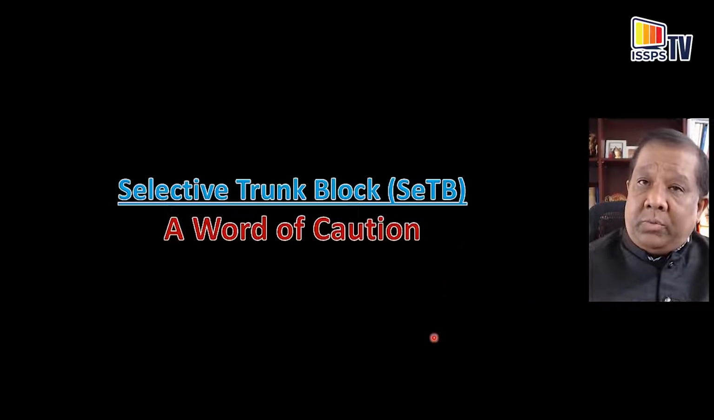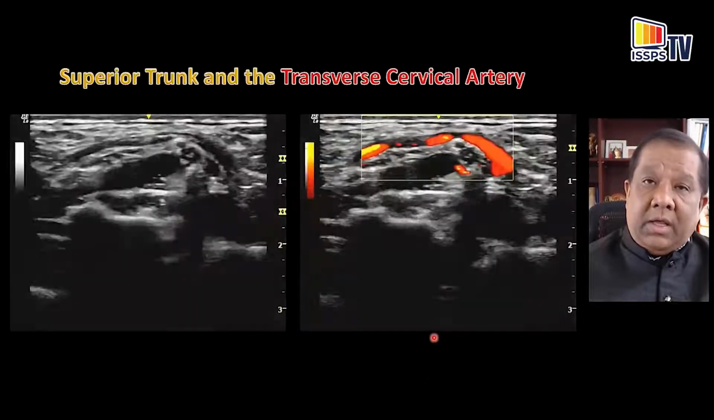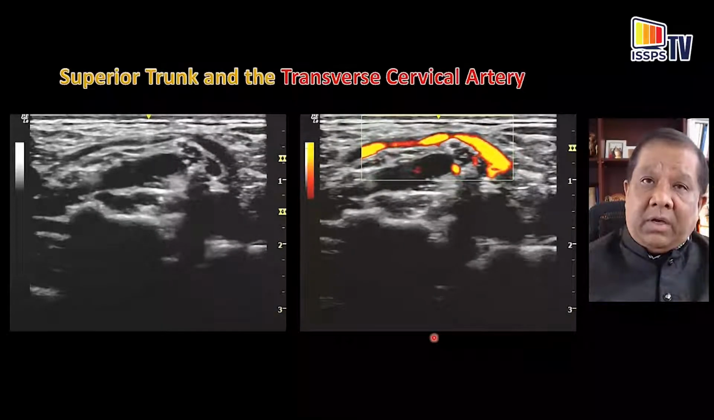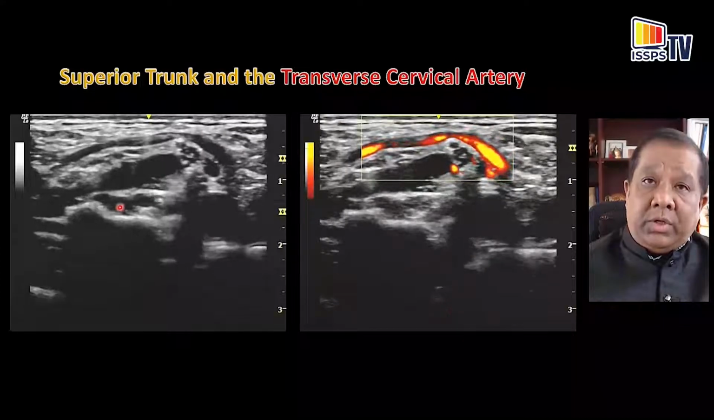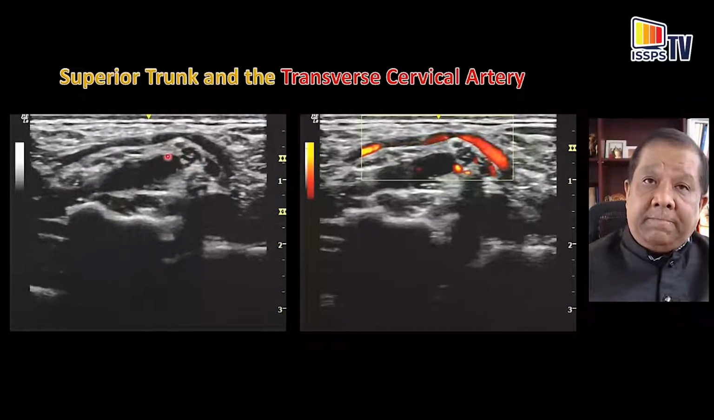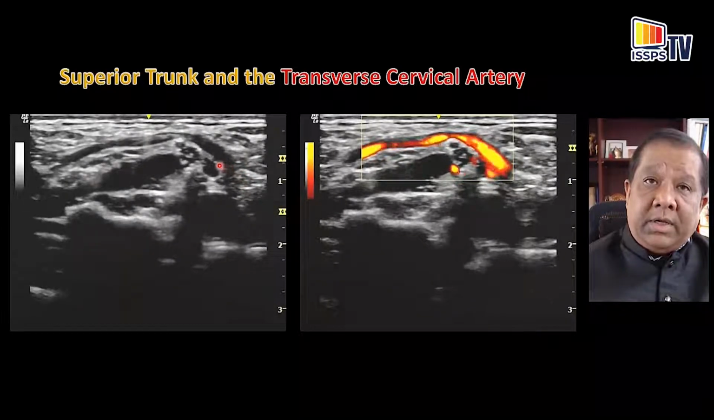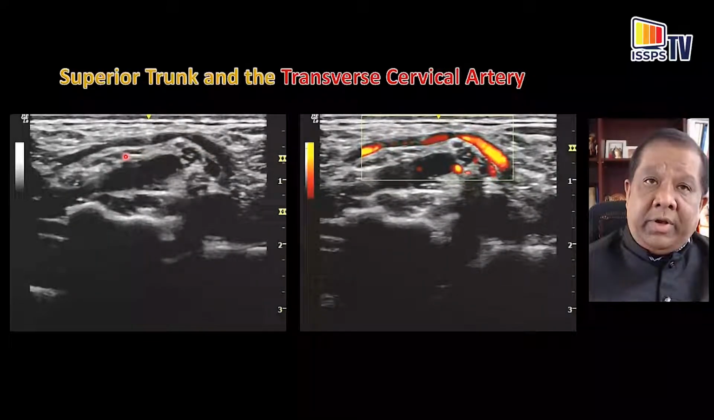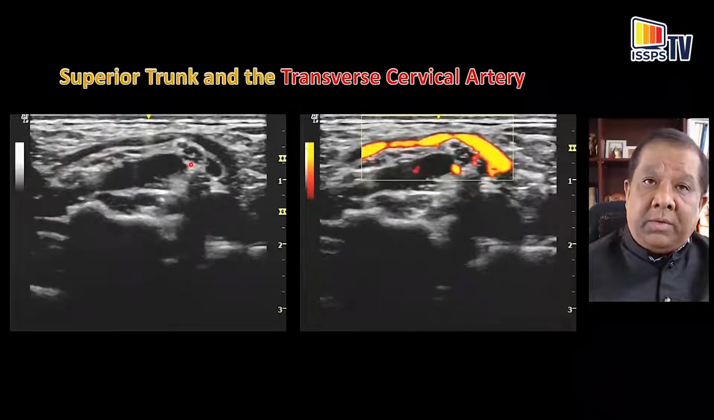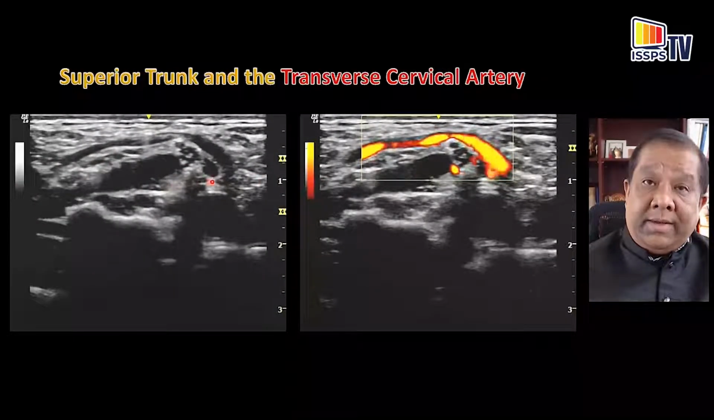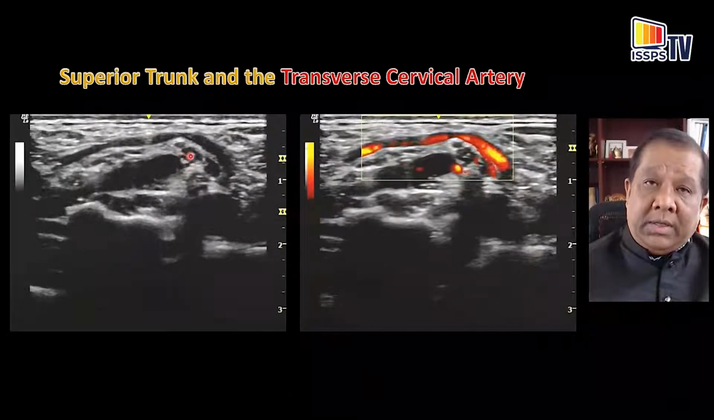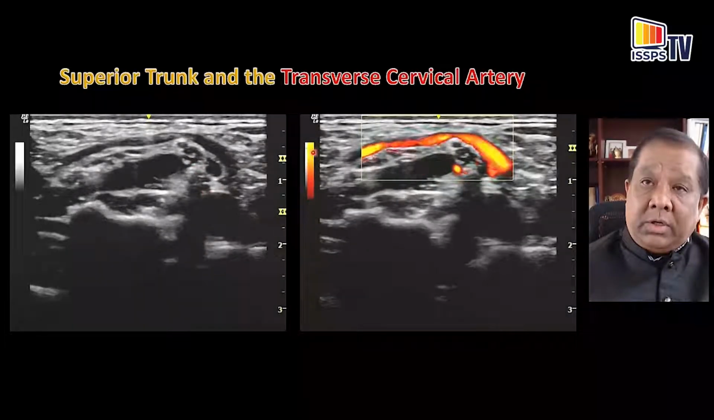A word of caution when you perform selective trunk block. The transverse cervical artery is very closely related to the superior trunk, as you see. In most individuals, it goes on top of the scalenus anterior and then crosses over to the other side. But in some individuals, it may also bisect the interscalene groove between the superior trunk and the middle trunk.